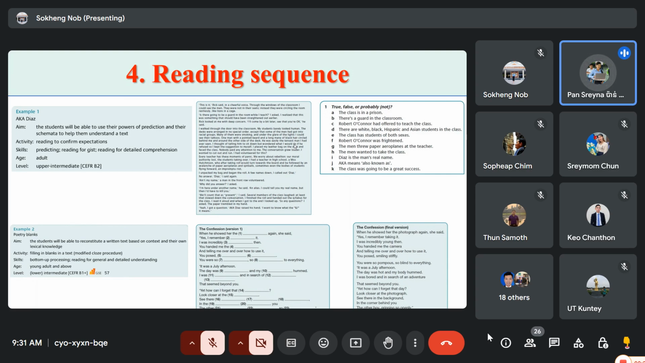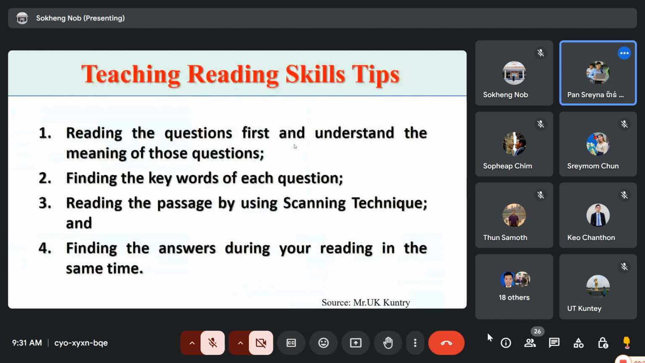Okay, this is all about reading consequences. There are more, so you can go through the book, because there are a lot of activities that we design based on the text we plan to teach. Okay, for the next part, I just quote from the teachers last week.